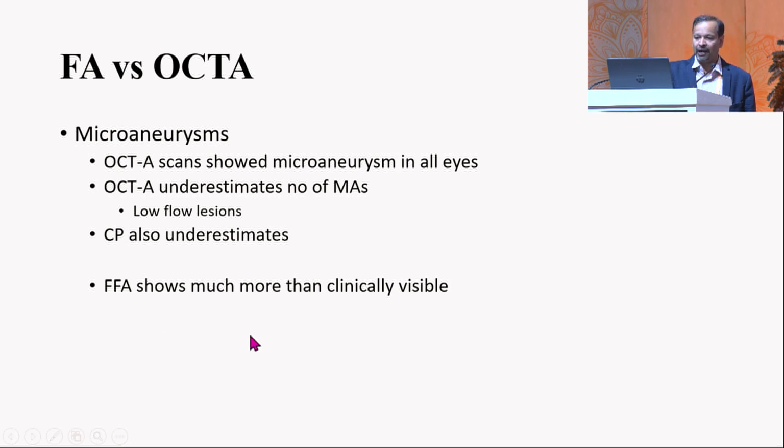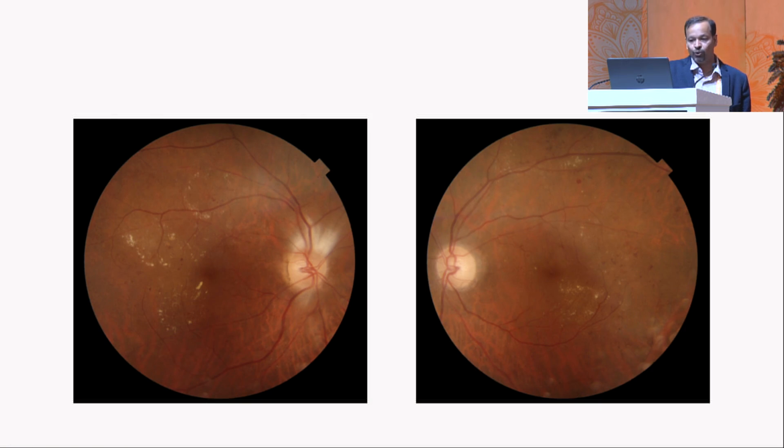So first, talking about microaneurysms, almost all OCTA scans showed microaneurysms where they were visible clinically, but one predominant difference was this. When you do a color fundus photograph, you see some amount of microaneurysms. When you do FFA, you see many more, but that is not true with OCTA. On OCTA, you see a much smaller number of microaneurysms, and that is why we know that while the color photograph underestimates the number of microaneurysms, OCTA also underestimates them. FFA, being the gold standard, detects the most microaneurysms.